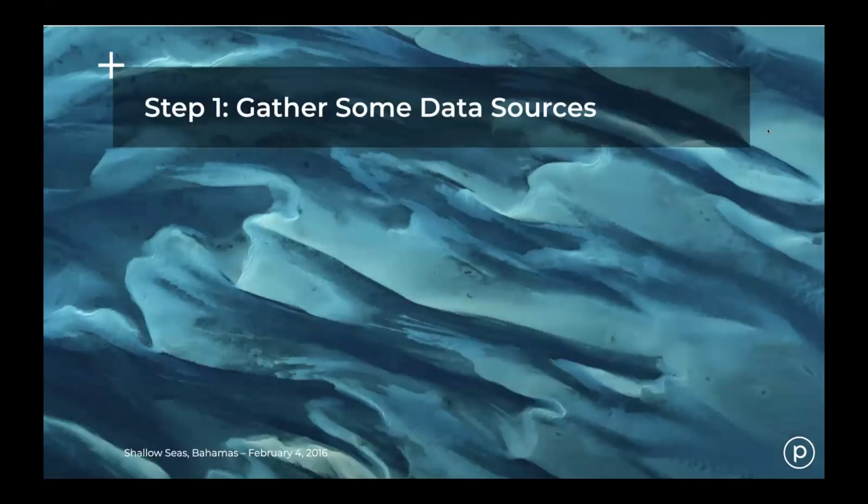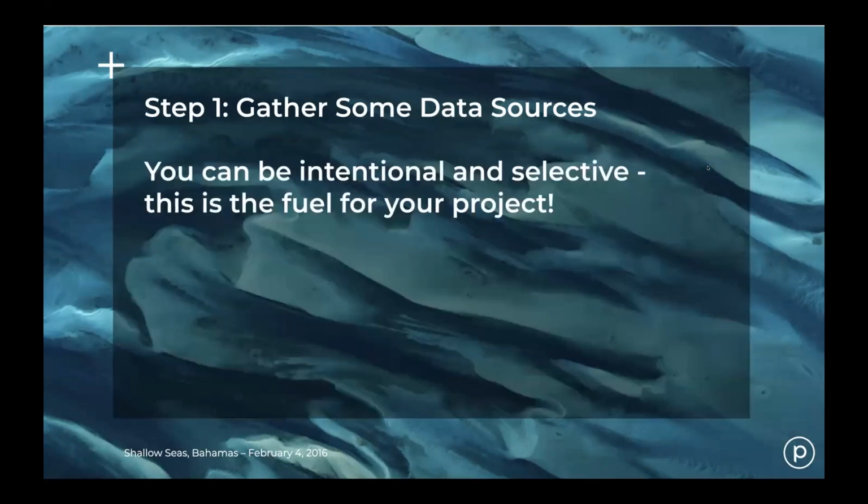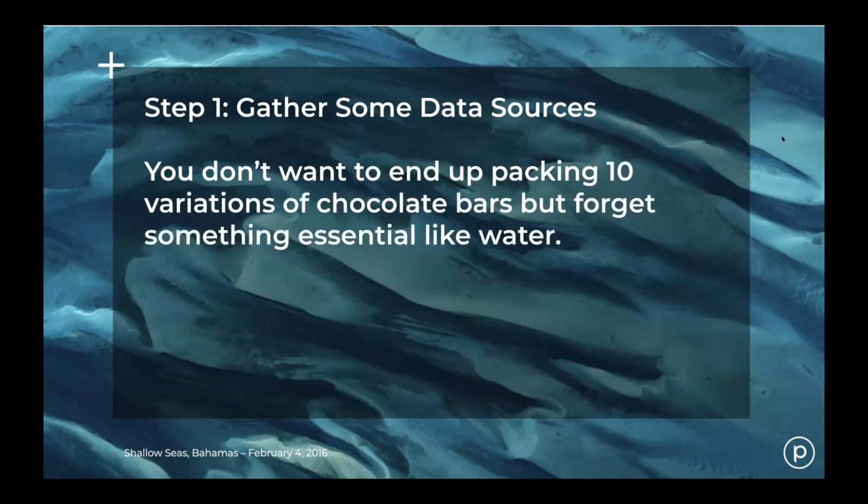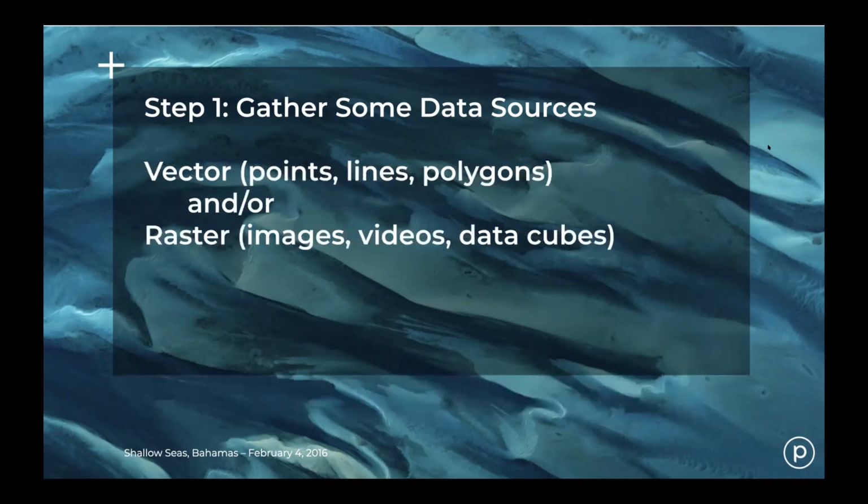So after you've named your journey, you want to gather some data sources. So step one is to figure out where you can get relevant data. And it's important to be intentional and selective. This is the fuel for your project, so it will make a big difference. You don't want to end up packing a bunch of things that aren't really relevant for the problem at hand and forget something that will really be important to the problem you're trying to solve. So one starting point is to think about whether you can leverage or whether you need vector or raster data.